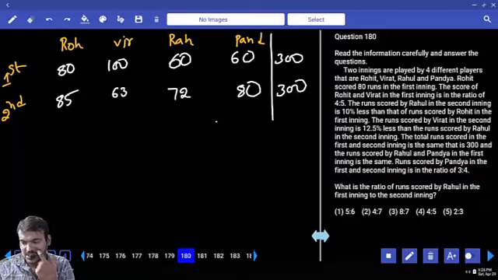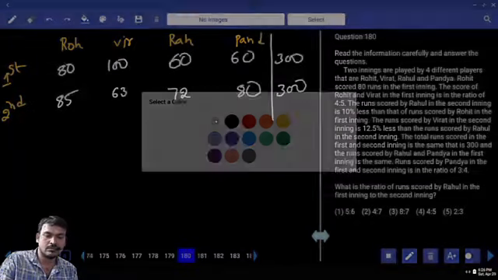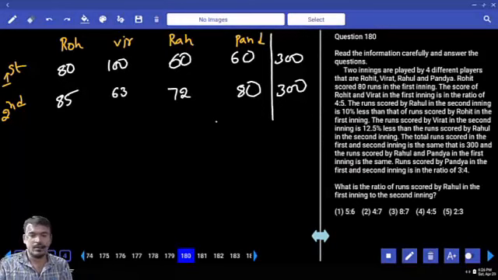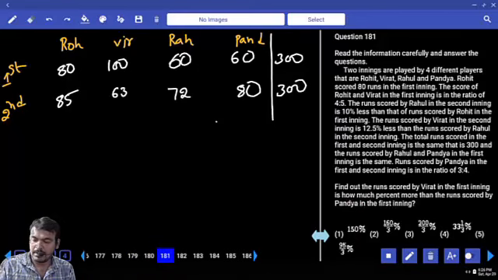What is the first question? What is the ratio of the runs scored by Rahul in the first innings to the second innings? First innings to second innings, Rahul. What is the ratio? 12 5 times, 12 6 times. Answer 5:6.